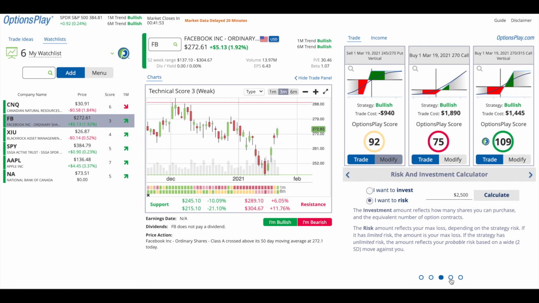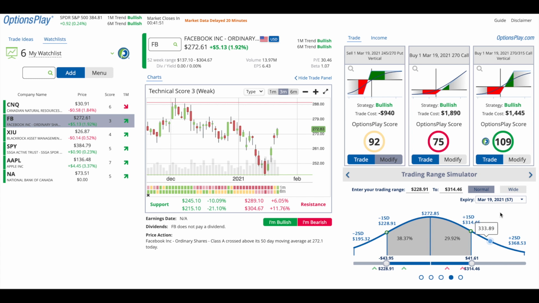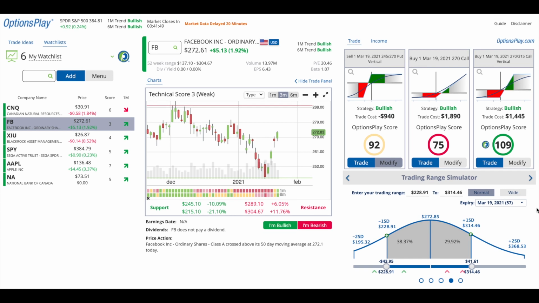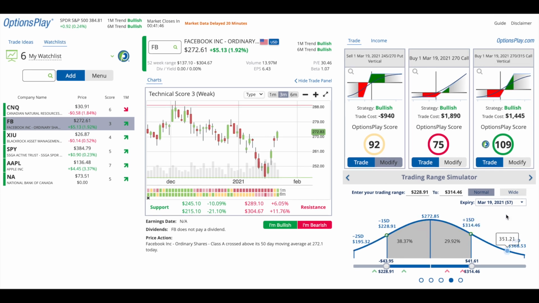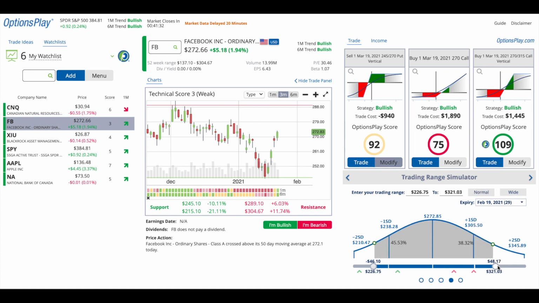And we also, for the more advanced traders, have access to what's called a trading range simulator. The trading range simulator is designed to give you a sense for what is the expected, the one standard deviation move for any expected expiration date. And you can always make adjustments to your expected trading range and see the risk and reward metrics being calculated or recalculated based on your expected trading range.